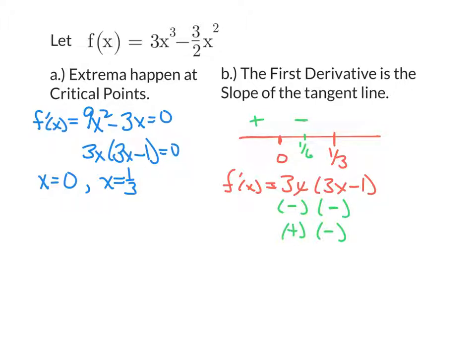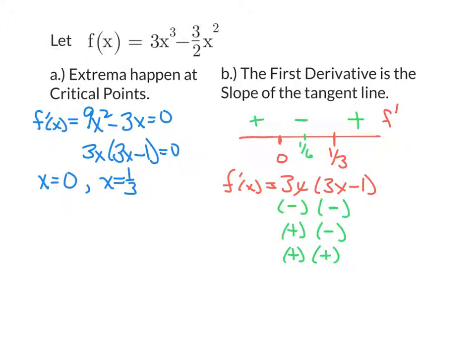After the 1/3, we could pick any number out there, even if it's a billion, and test it. 3 times a billion is positive, and 3 times a billion minus 1 is also positive. So we'll have positive times a positive, meaning that all the derivatives past 1/3 are going to be positive. Now, how does this help us? Since this is our sign chart for the derivative of f, this is telling us the slopes of the tangent lines are positive and then negative and then positive.